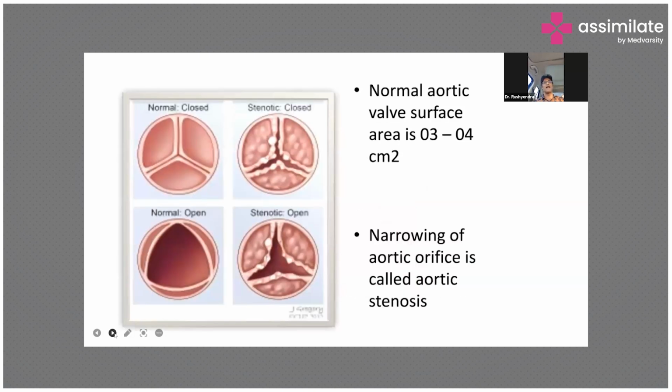So this is a normal aortic valve area. We call it the Mercedes-Benz sign. This is a tricuspid valve where it looks like a Mercedes-Benz sign. The normal surface area of the aortic valve is around 3 to 4 centimeters squared. And narrowing of the aortic orifice, usually less than 1.5 centimeters squared, is called aortic stenosis. Okay, next slide.